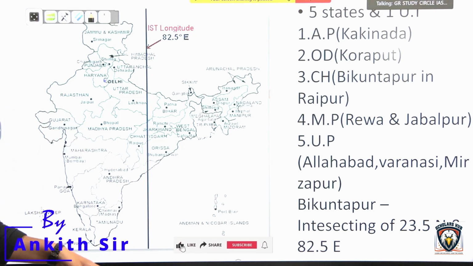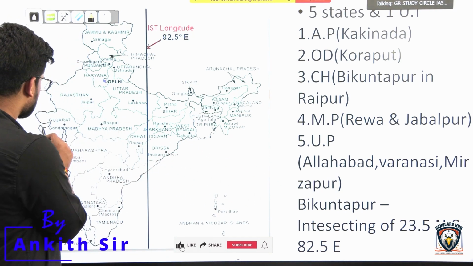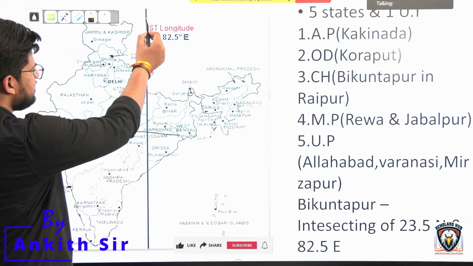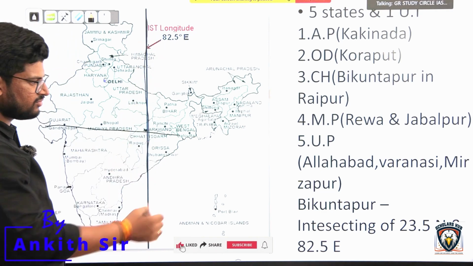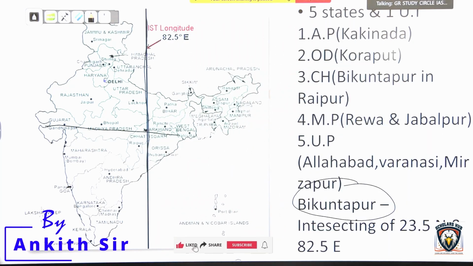Okay? And at a place called Bikuntapur, where is Bikuntapur? In Chhattisgarh. So the Tropic of Cancer and IST intersect. Okay? So Bikuntapur coordinates ఏముంటది? ఇప్పుడు కోఆర్డినేట్ ఆఫ్ బికుంటపూర్ చెప్పాలంటే సింపుల్ 23.5 degree north comma 82.5 degree east. ఇది కోఆర్డినేట్ ఆఫ్ బికుంటపూర్. అంటే రెండు ఇంటర్సెక్ట్ అయ్యేది ఇక్కడ బికుంటపూర్ ఆఫ్ ఛత్తీస్గఢ్ అని అర్థం.